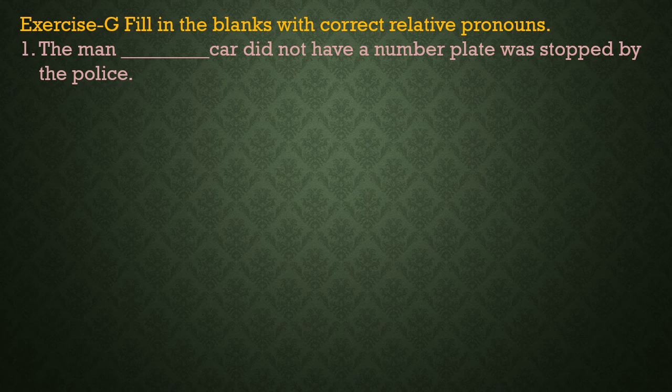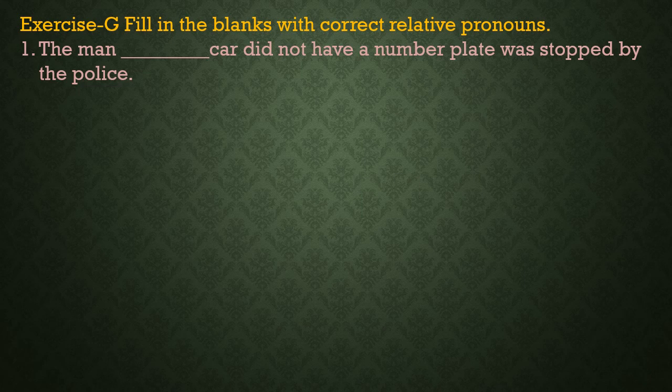Number 1. The man dash car did not have a number plate was stopped by the police. So you have to fill in the blank in the first sentence with only and only relative pronouns. And you all know relative pronouns are who, whom, which, that and whose.